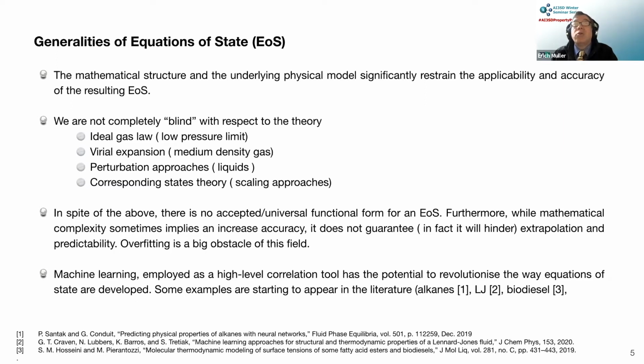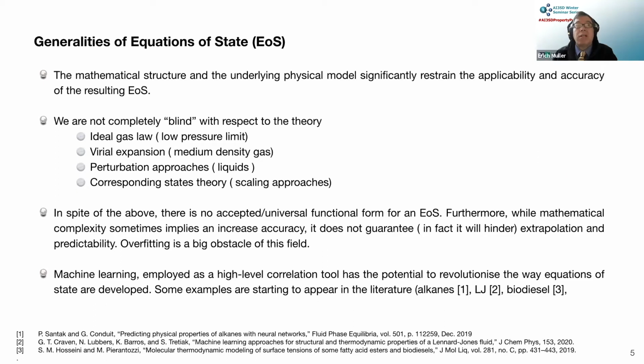So the first issue associated with equations of state is that the mathematical structure that you choose has a strong relationship to the underlying physical model, and significantly restrains the applicability, accuracy, and even more the predictability of the equation of state. Well, a fair question would be, don't we have theories? I mean, in 100 years, 150 years, we surely have advanced in terms of the theory of liquid state. And the answer is true. That is completely true. We're not completely blind with respect to where we should be looking for these relationships.